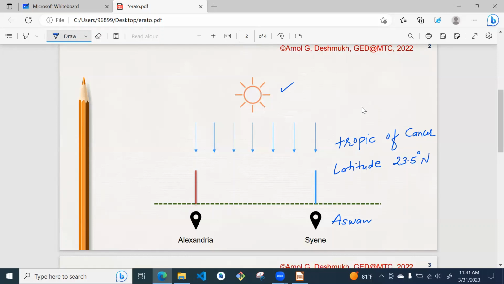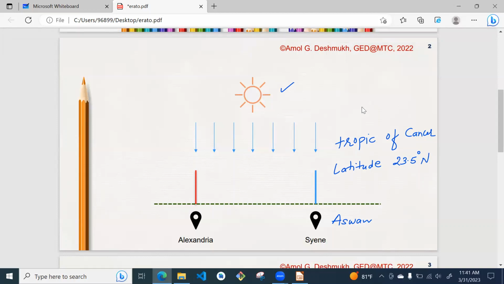There is a very unique phenomenon that happens on the Tropic of Cancer on 21st of June, which is also called the summer solstice. On this day, the sun is directly overhead in the city of Syene, and Eratosthenes observed that on this day at noon, the sun did not cast any shadow. So for this tower in Syene or Aswan, he noticed that there is no shadow. But at the same time, the tower in Alexandria was casting a shadow.